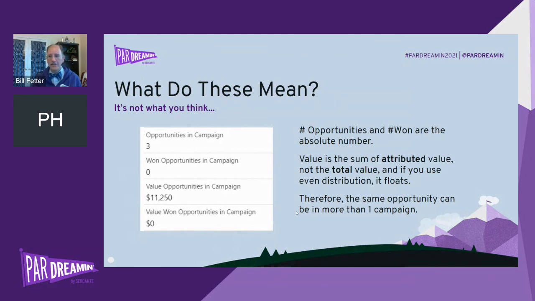So yeah, this will recalculate based on what that does, and that value is the value of the influence. It's not the value of the opportunities. It's the value of the amount of influence assigned to that campaign. So the total number of opportunities can be the same, but the value may move all over the place.